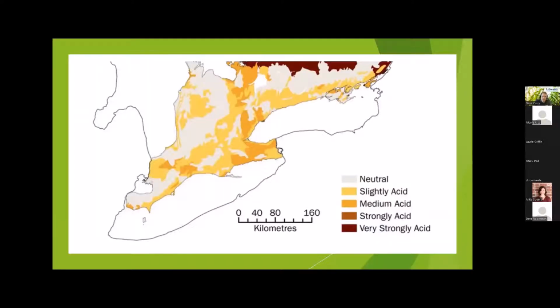This is just a cool map I grabbed off OMAFRA's website, showing some of the areas in our territory that have low pH or pH challenges. That slightly acidic zone is kind of the sweet spot. But when we get into the medium acidic areas, that's where it needs to be generally addressed with lime. So you can see Lakeside up here, we've got the Melbourne crew down in this area. So there is quite an area from Strathroy down to Bothwell that has to be addressed with lime and has pH issues.